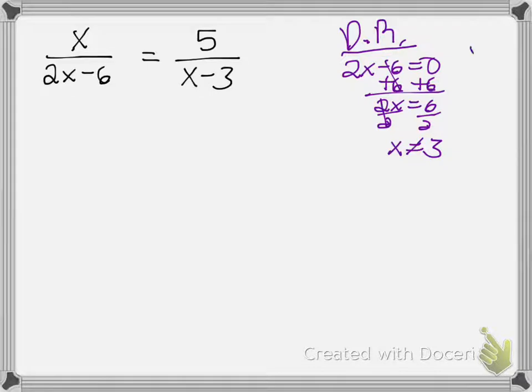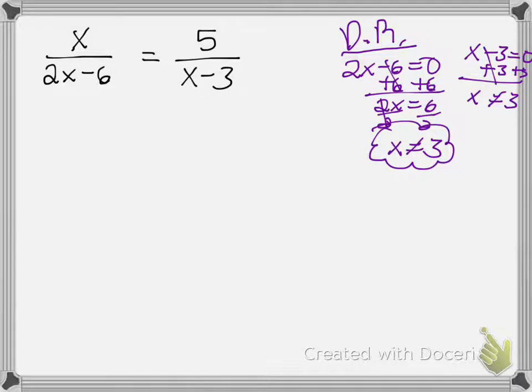All right, I'm going to set my second denominator equal to 0 and solve for x. And then we get the same thing. So basically we're saying, x cannot equal 3. I don't have to write it twice. That's my only domain restriction.